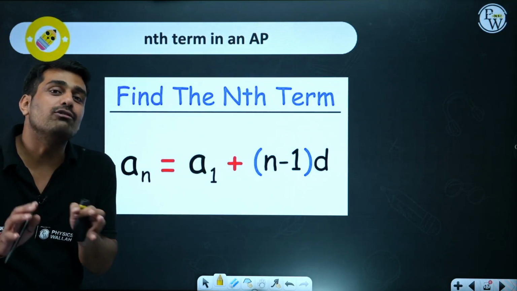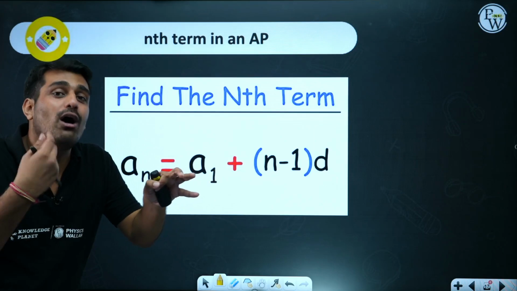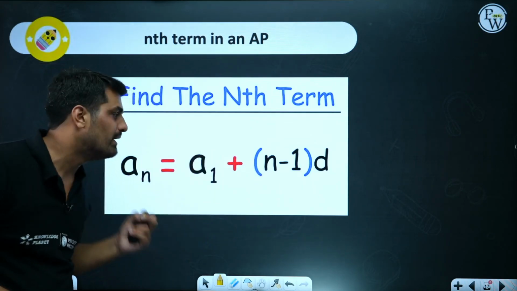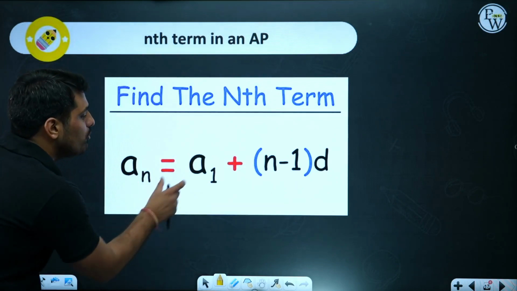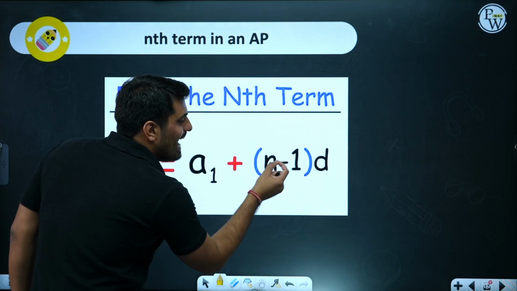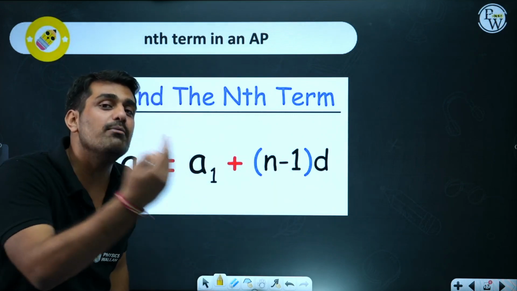If you are trying to simply write a general term or general formula using which you can write any of the following terms in the AP, this is the formula. The formula uses the first term A1 and common difference, that is D, and the value of n, for which term you are trying to find out.